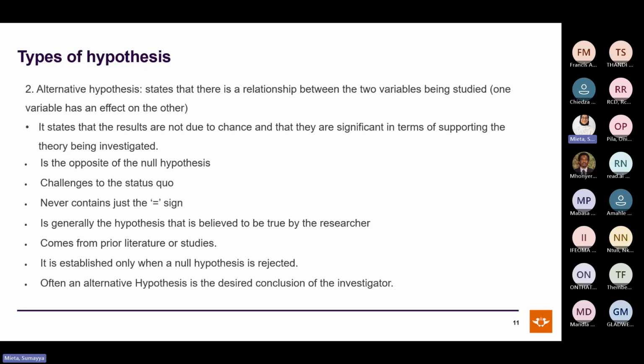Okay, so you can only say that, yes, we accept the alternate hypothesis because of the evidence provided from the experiment. And because of that, we've rejected the null hypothesis. You cannot have both the null and the alternate hypothesis accepted. Okay, it doesn't happen. Okay. And often the alternative hypothesis is the desired conclusion of the investigator. Okay.